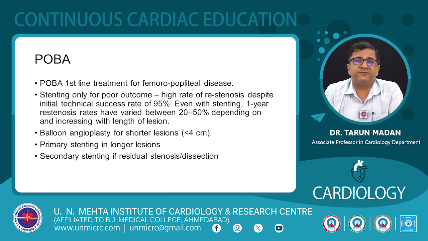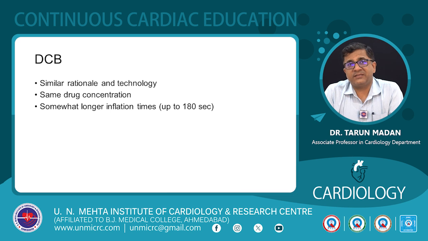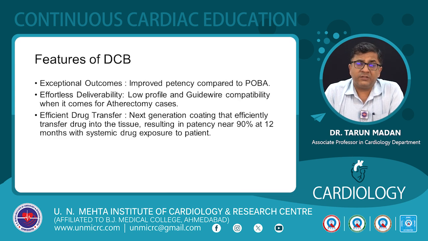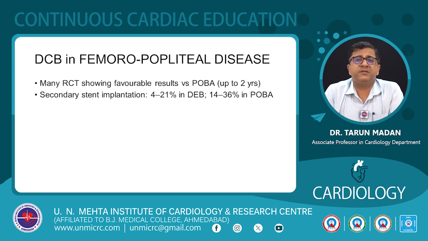POBA is the first line of treatment, with primary stenting in longer lesions, balloon angioplasty for shorter lesions, and secondary stenting if the patient comes back with a residual stenosis. DCB also has a similar rationale and technology, with the same drug concentration, but a longer inflation time. What are the features? Exceptional outcomes, effortless deliverability, efficient drug transfer, and many randomized controlled trials showing favorable results versus POBA up to 2 years.